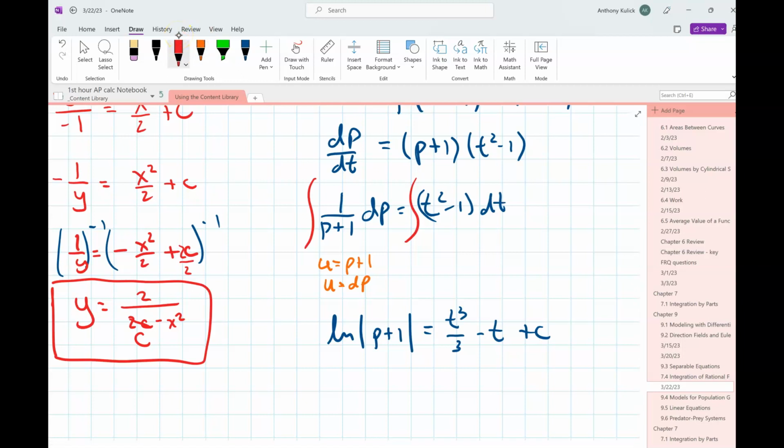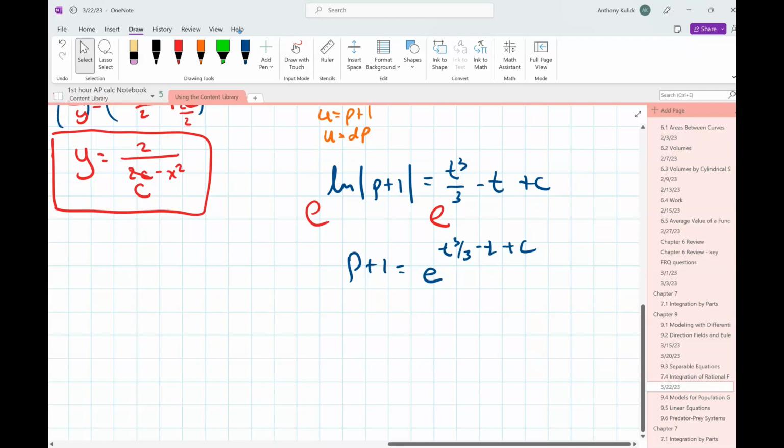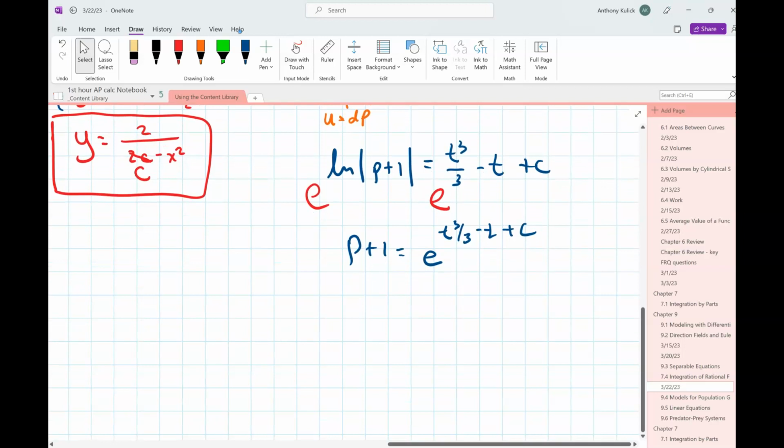And again, this is separable. The p is just in one place. I should be able to get the p by itself to write my equation. So I'll do exponent base e to both sides. And since this is an exponential over here, I know that an exponential is always positive, so I can drop the absolute value here. And then we'll just subtract that 1 over.